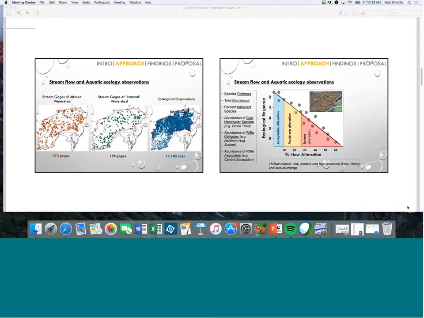So things like minimum summer flow or median February flow, all these different ways of trying to figure out how this particular metric has changed as the watershed has been altered and the flow's been altered. And then we, of course, related that back to these ecological metrics. So you have 18 flow metrics and at least 6 or 8 different ecological metrics, a whole bunch of different ways of trying to evaluate this system.